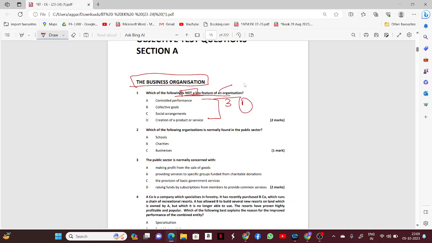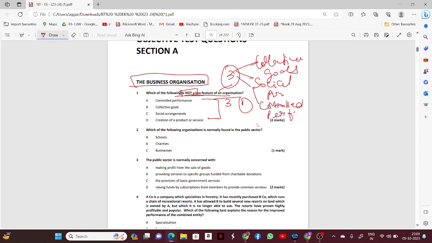Obviously, if you know the definition of organizations, there are three basic things in the definition. Firstly, an organization always has collective goals. Then an organization is a social arrangement, and thirdly, it has controlled performance. I hope that you remember the definition of an organization.